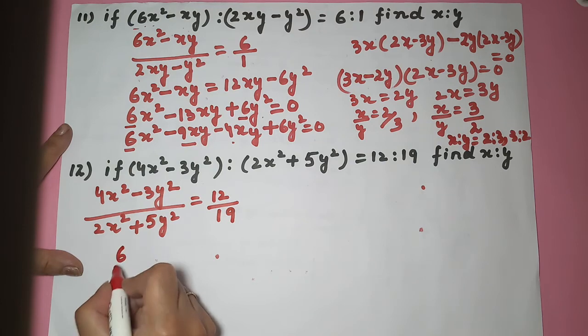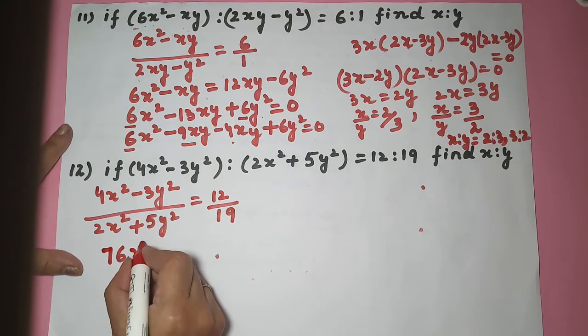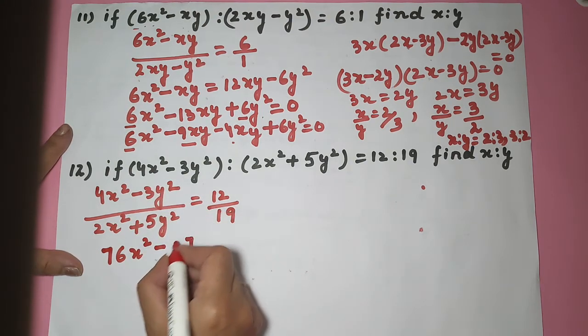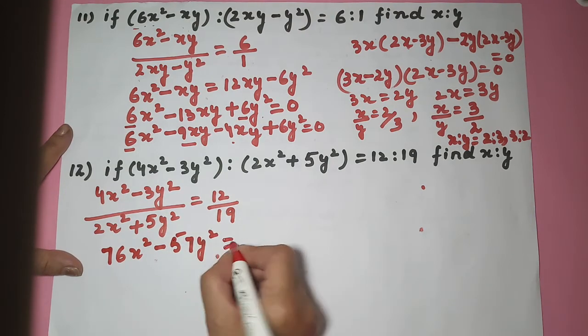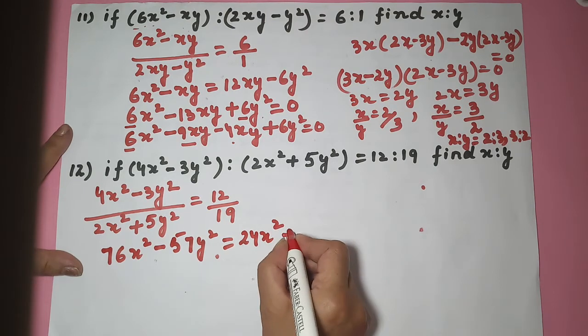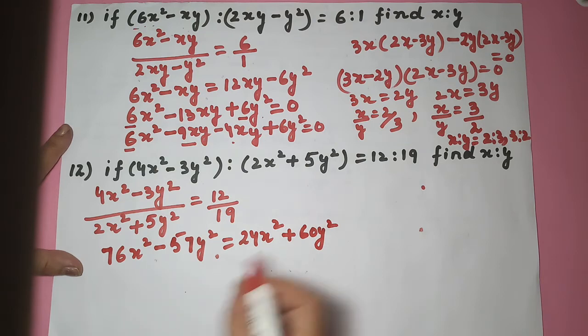9 4s are 36, 3 carry, 4 1s are 4, 5 6 7, 76x square minus 9 3s are 27, 2 carry, 3 1s are 3, 4 5 y square is equal to 12 2s are 24x square plus 12 5s are 60y square. Fine. So let's bring them together. What are you getting?